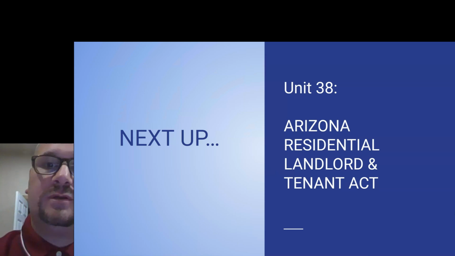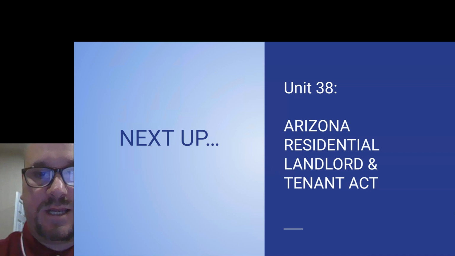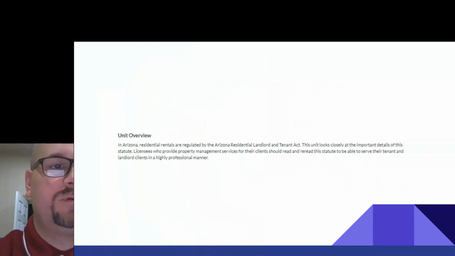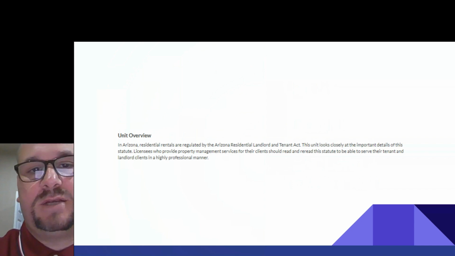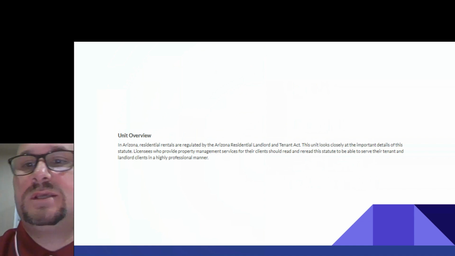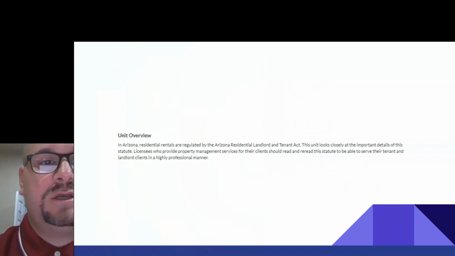All right, so let's go over Unit 38. Talk about Arizona Residential Landlord and Tenant Act. In this unit, we're going to go over the unit overview. In Arizona, residential rentals are regulated by the Arizona Residential Landlord and Tenant Act. This unit looks closely at the important details of this statute.